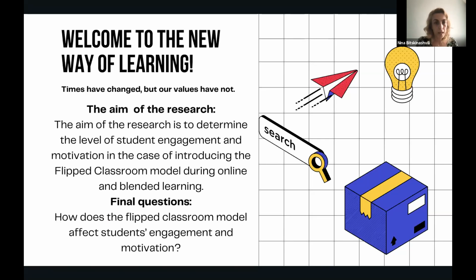So as you can see, the times have changed, but the values have not. The same I can say about the flipped classroom. Everybody knows what a flipped classroom is and how successful it has been in teaching in general. And nowadays times change, but we decided in school that we will still use this old and really experienced model in a new reality.